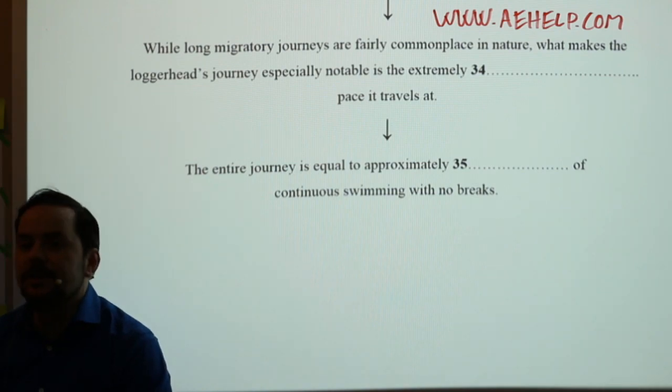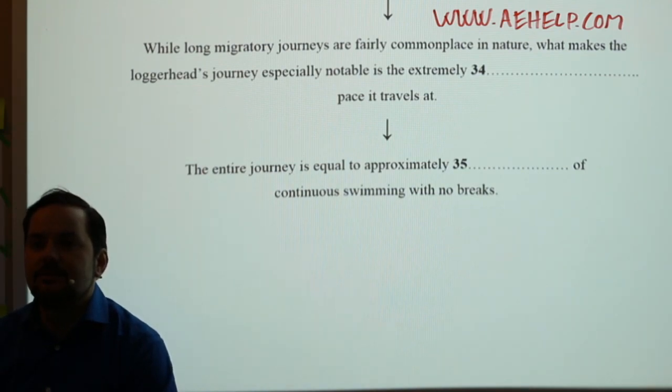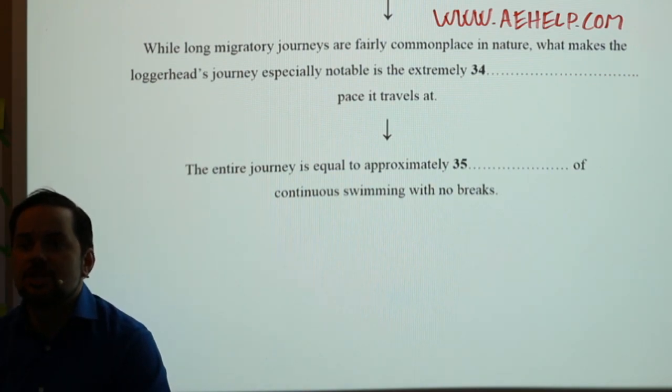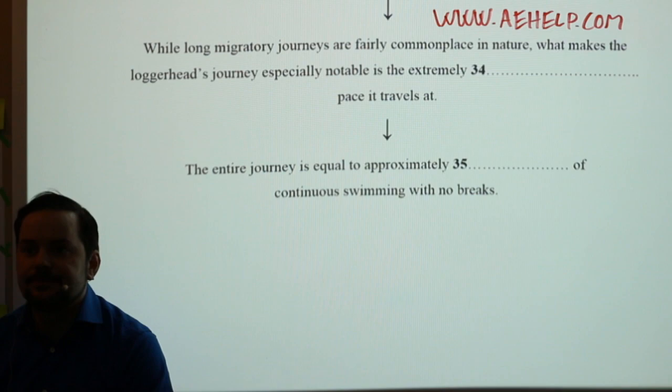So 34, did anybody catch the correct answer for 34? Very good, guys. Sluggish. Sluggish is the correct answer. S-L-U-G-G-I-S-H. However, if you write slow, you will get it correct. Okay? Slow and sluggish are perfect synonyms, so it will be correct. All right, so 34 is sluggish or slow.